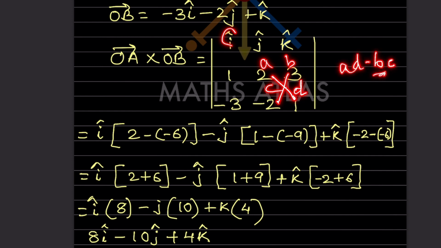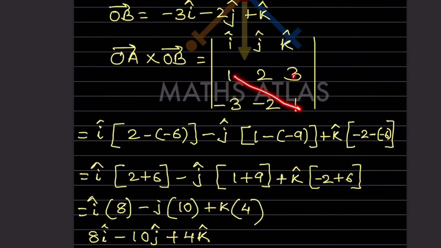So now AD is 2, minus, and this will be minus 6. Then for j you will take a minus sign over here. Remember, this should be minus. Now you multiply these: first 1, minus minus 3 into 3, that is minus 9. And then you will take k. First you take AD, so it will be minus 2, minus of this, which is minus 6.